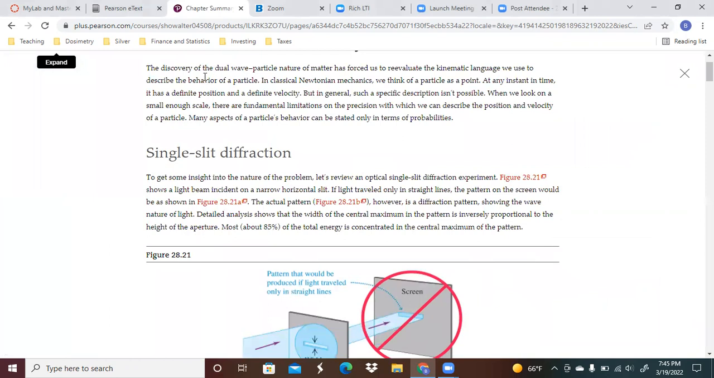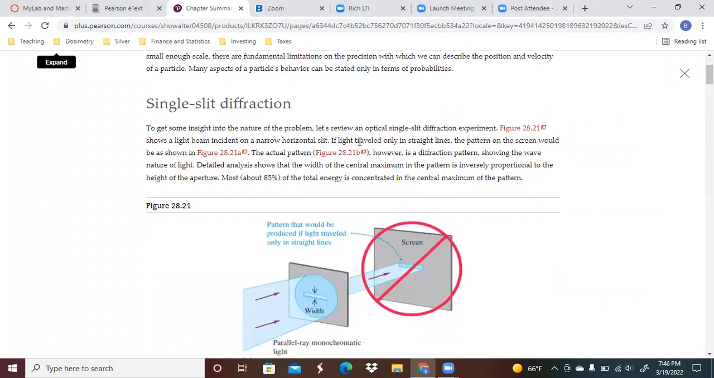So in classical Newtonian mechanics, we think of a particle as a point. At any instant in time, it has a definite position and definite velocity, but in general, such a specific description is not possible. When we look at a small enough scale, there are fundamental limitations on the precision with which we can describe the position and velocity of a particle. Many aspects of a particle's behavior can be stated only in terms of probability.